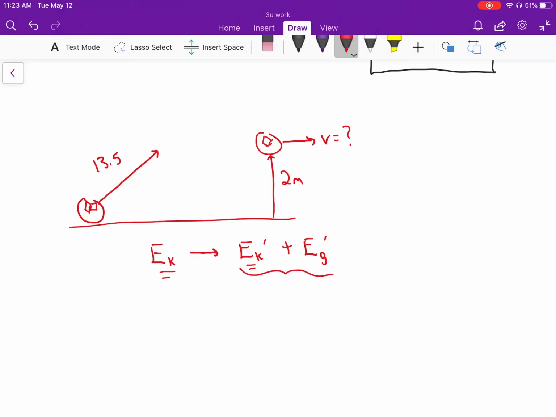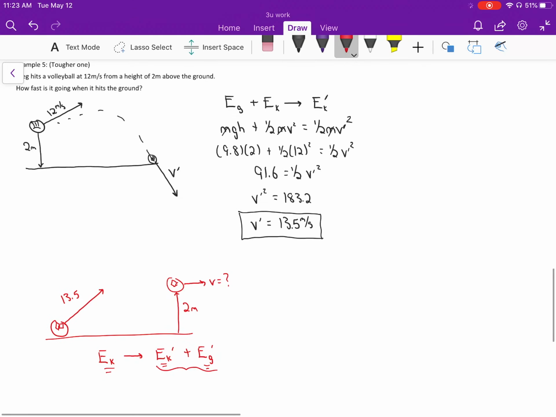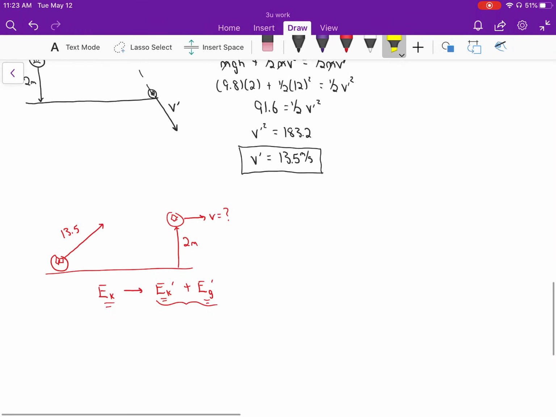Or if I wanted to change it, I could say that it's up high in the air and it's moving at 12 meters per second. You could calculate how high it must be. So those are what I called the tougher ones, but there's really only two versions of it, EG and EK being converted into EK, or if we kind of reverse it, EK being converted into EK plus EG. Try those last ones on the worksheet, see how it goes.